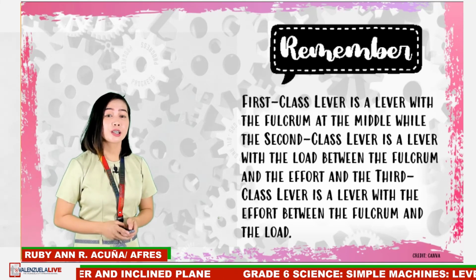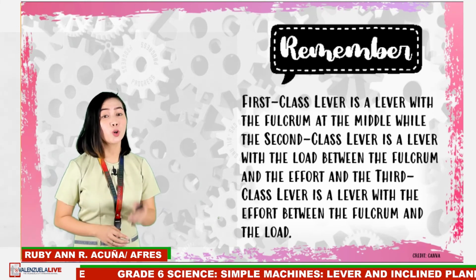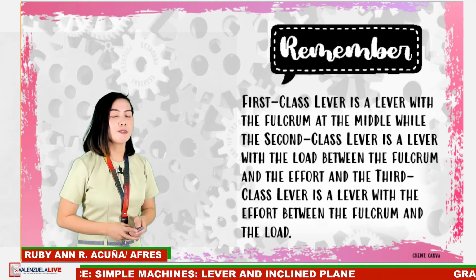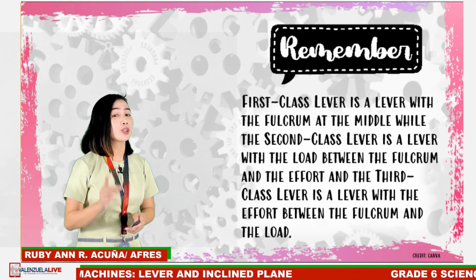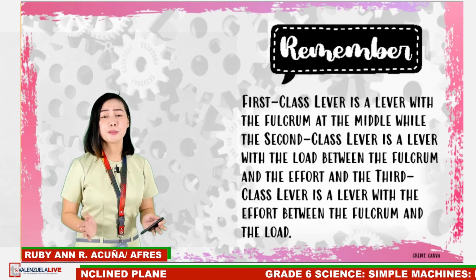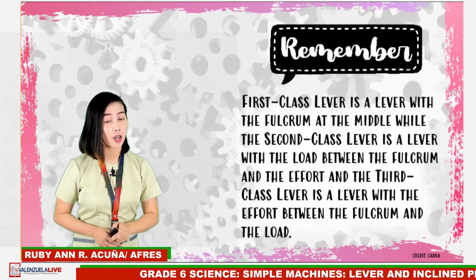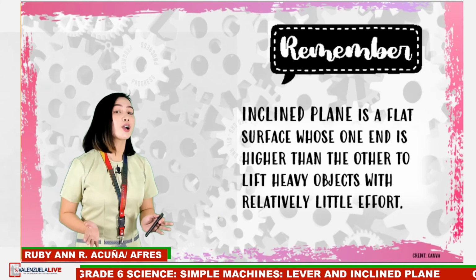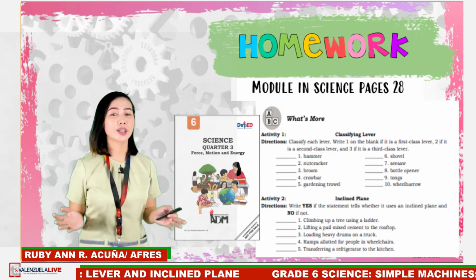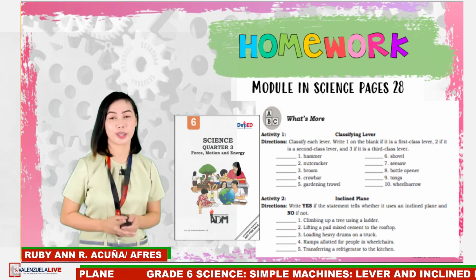First class lever is a lever with the fulcrum at the middle, while the second class is a lever with the load between the fulcrum and the effort, and the third class lever is a lever with the effort between the fulcrum and the load. An inclined plane is a flat surface whose one end is higher than the other to lift heavy objects with relatively little effort.